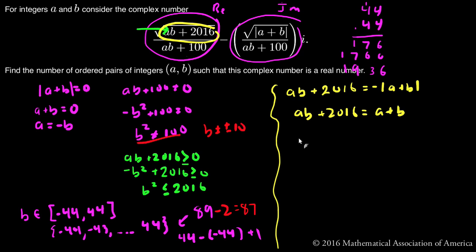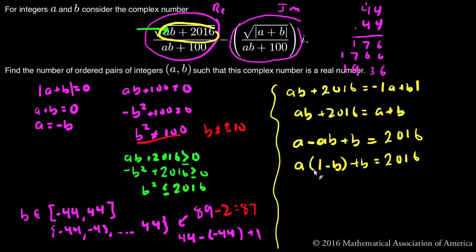So I rewrote this as A minus AB plus B equals 2016. And I ended up factoring out an A, so I got A times 1 minus B, plus B equals 2016. I'm basically trying to solve for A. Then I subtracted B and divided by 1 minus B. So I got 2016 minus B over 1 minus B.